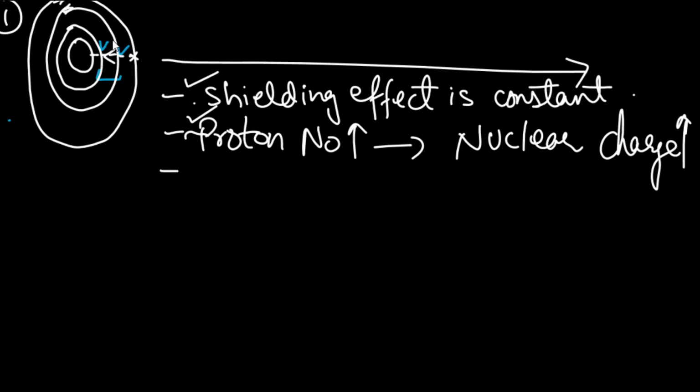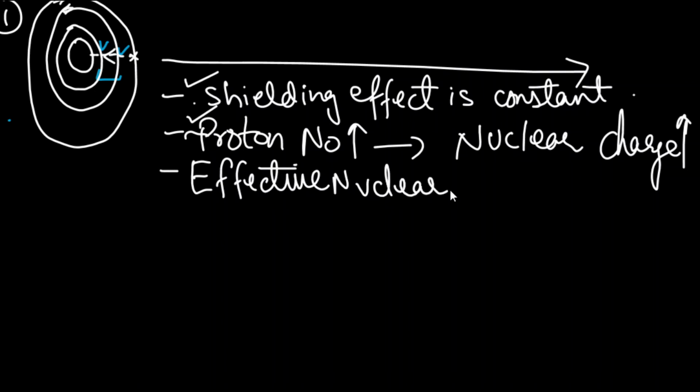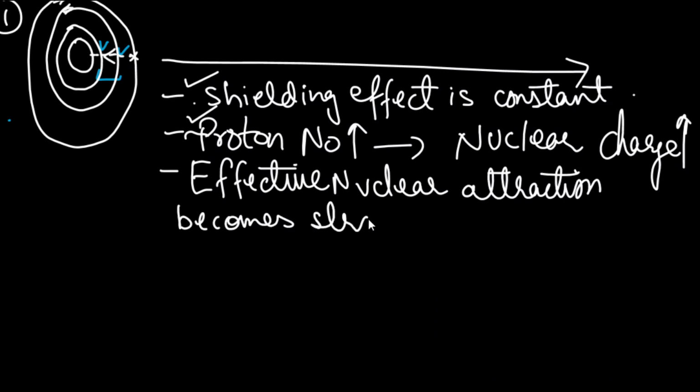This attractive force that it exerts on the outer electron is becoming stronger and stronger, right? Nuclear charge increase means the attractive force is becoming stronger, as a result of which the effective nuclear attraction on the entire electron density will become stronger. Okay, so the effective nuclear pull becomes stronger. As a result of which the electron density shrinks.